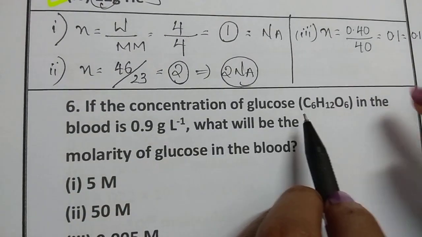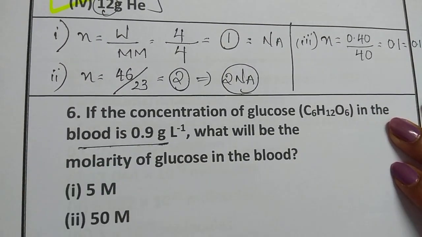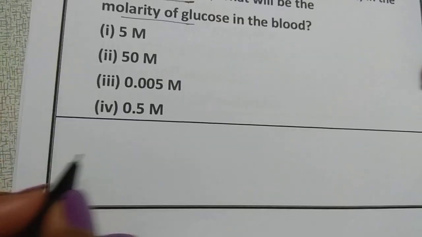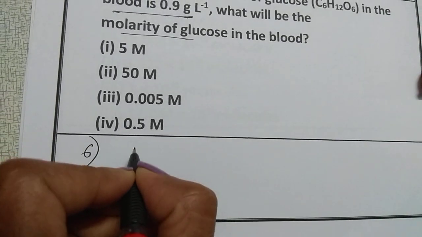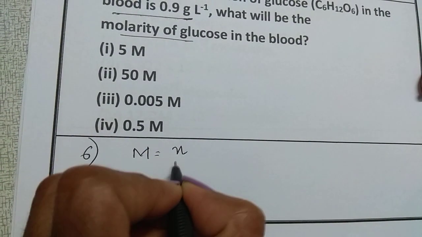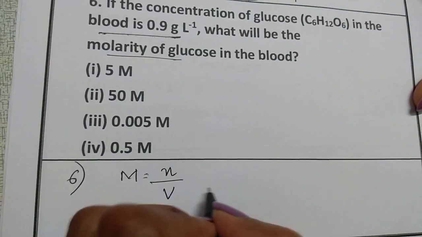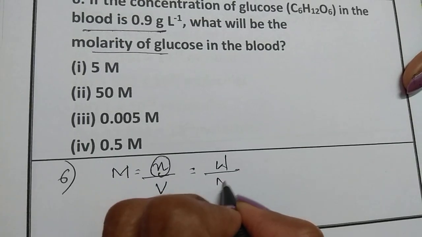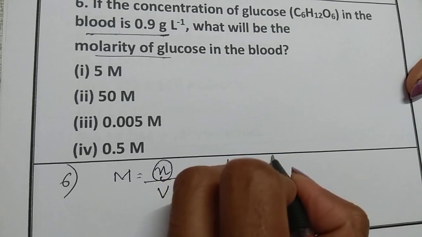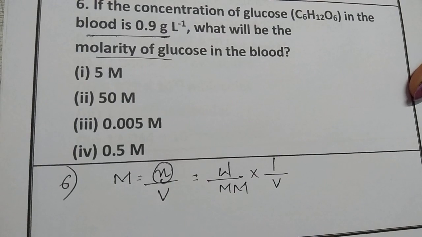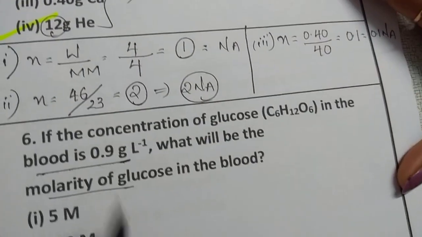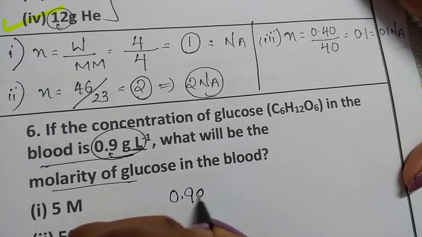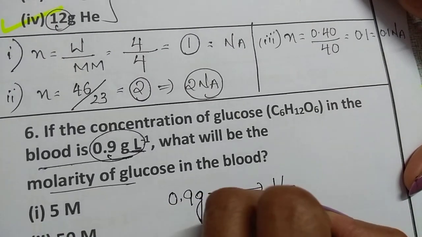Now see the next question. If the concentration of glucose in the blood is this much, then what is the molarity? What do you mean by molarity? What is the formula of molarity? Molarity means the number of moles of solute dissolved in 1 liter of solution. So here, number of moles, how can you calculate? Weight by molar mass into 1 by V. Okay, so in the question, 0.9 gram is dissolved per 1 liter is given.